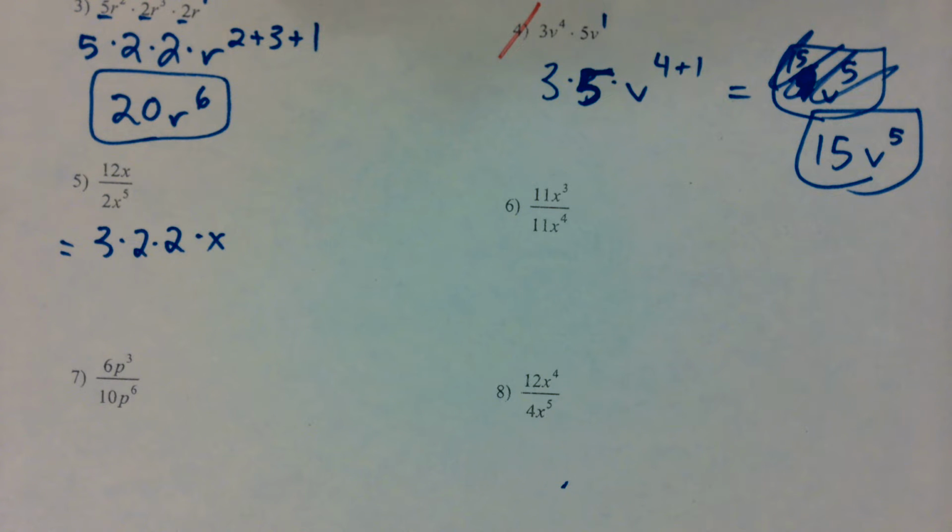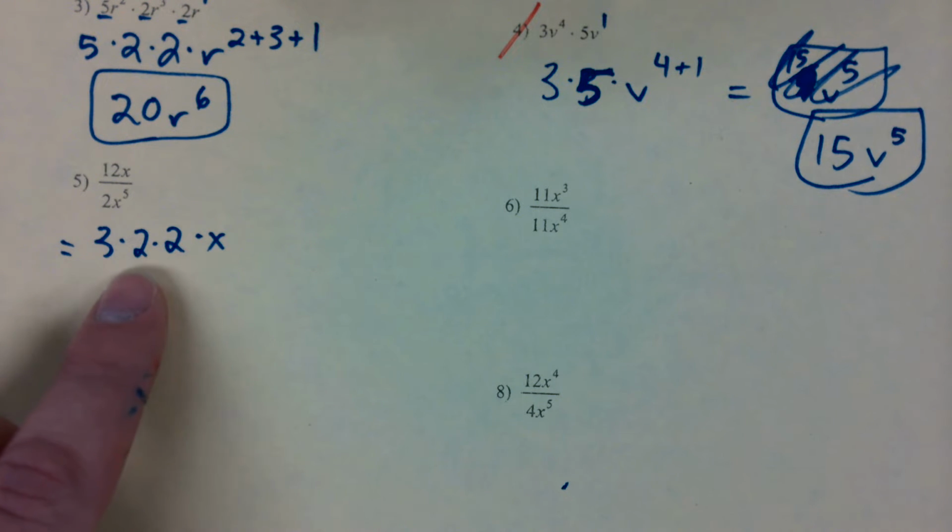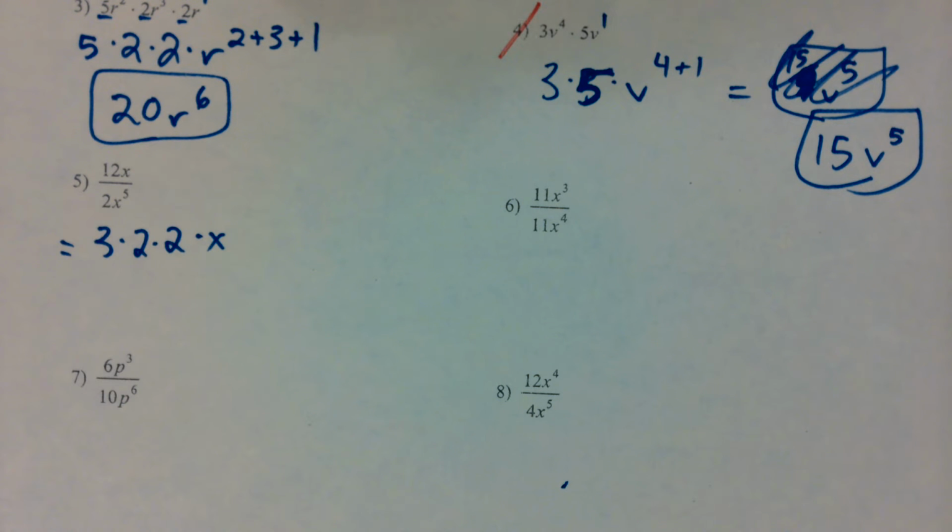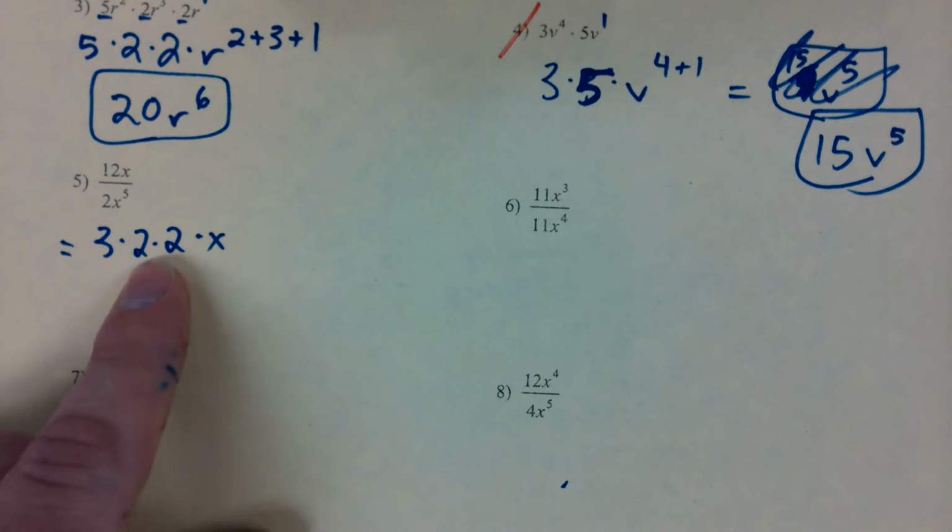Why would you just write 2 times 2 times 3? If you just write 2 times 3 on the top, no, 2 times 2 times 3. Oh yeah, that's perfectly fine.